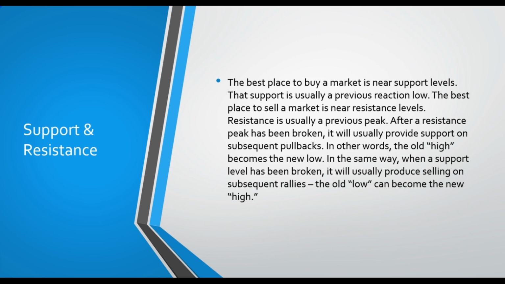The best place to buy a market is near a support level, and the support level is usually the previous reaction low. The best place to sell a market is near the resistance level. Resistance is usually a previous peak. Now, we obtain these support and resistance levels using historic prices, looking back at when the price traded in this range in the past. What prices were significant, where did rallies stop, where did uptrends end, where did downtrends end, where were swing highs and swing lows.